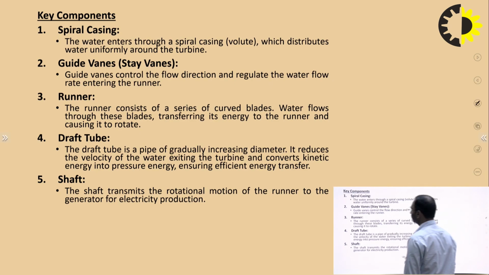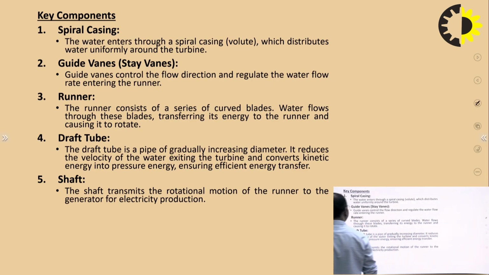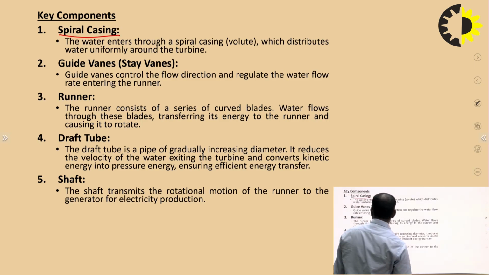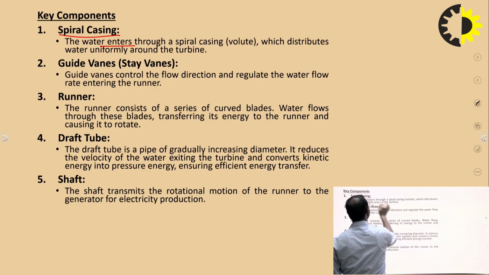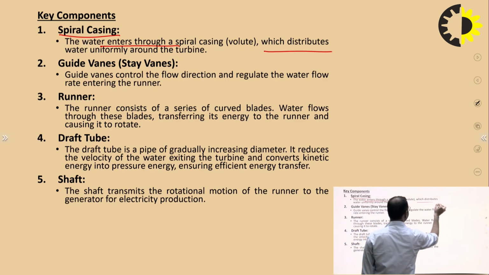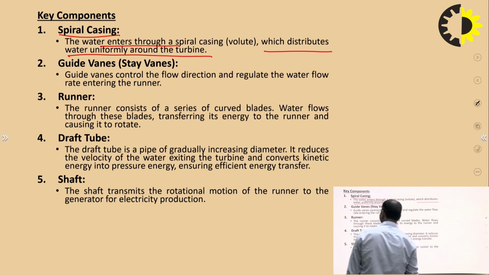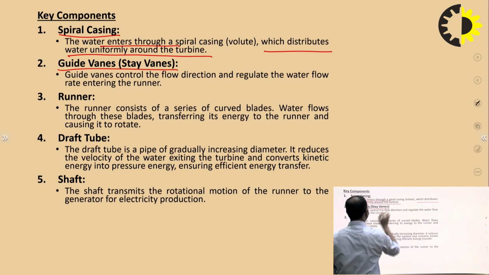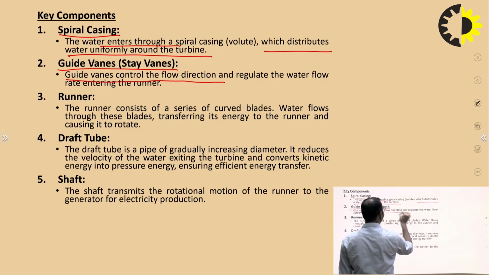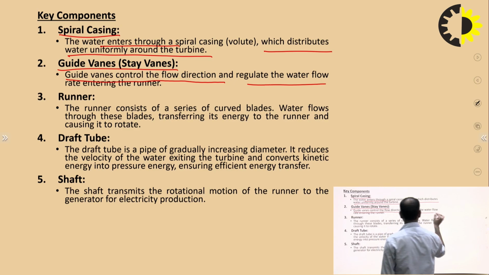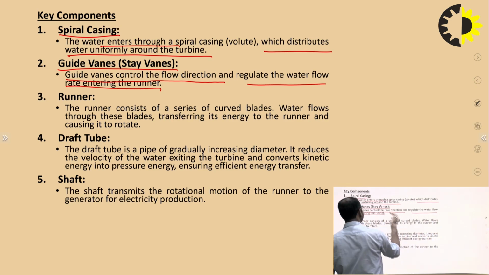Now I will discuss the functions of the key and main components of Francis turbine. The first one is spiral casing. In this, the water enters through a spiral casing, which is volute type, which distributes water uniformly around the turbine. Then the second one is guide vanes or stationary vanes. These vanes control the flow direction and regulate the water flow rate entering the turbine.